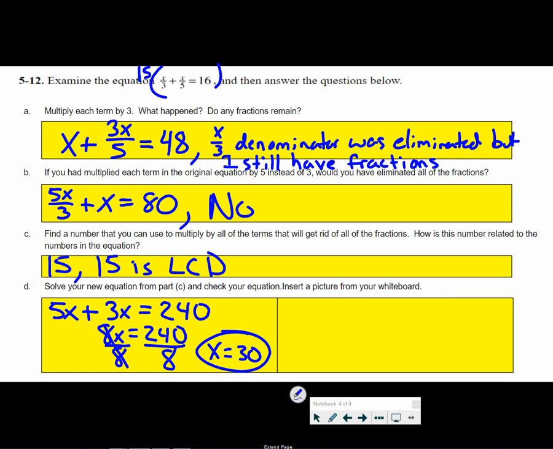So then I want to make sure I check my answer. So I do 30 divided by 3 plus 30 divided by 5 equals 16. So I'm going to get 10 plus 6. So it works.